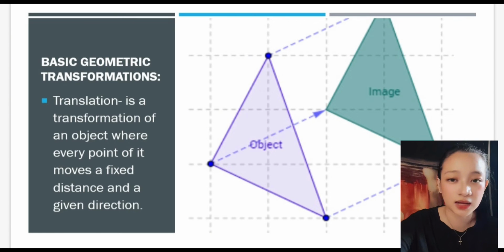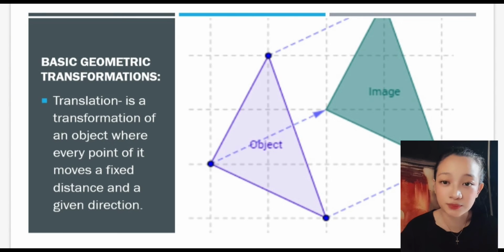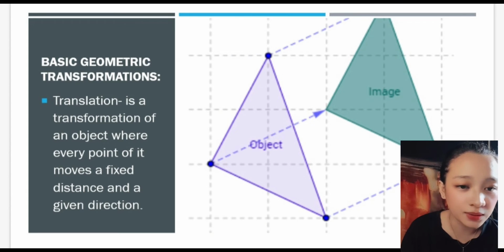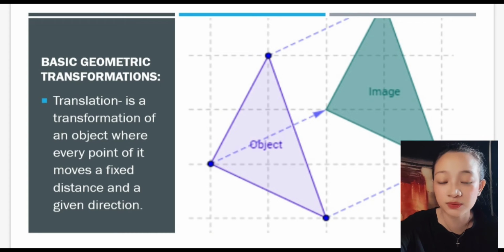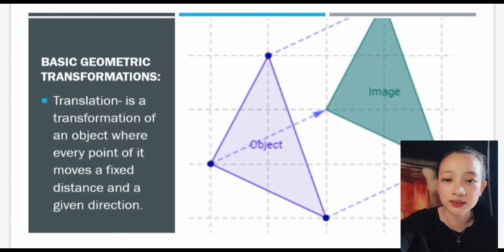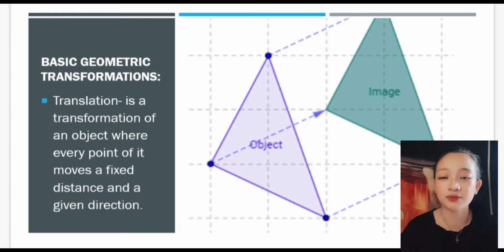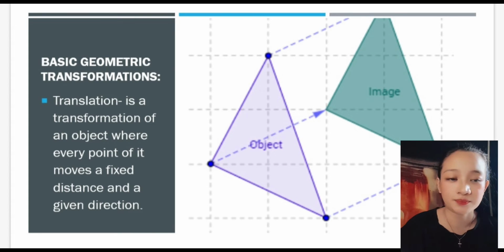So here are the types of transformations of geometry. First, we have translation. Translation is a transformation of an object where every point of it moves a fixed distance in a given direction. It means a translation moves a shape from one place to another without changing its size or orientation. Example, sliding a triangle 5 units to the right and 3 units up.